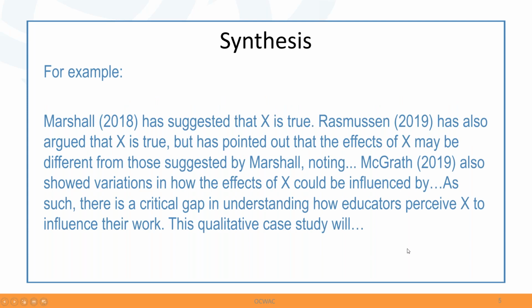So here's just a quick example of what synthesis might look like on the page. So we say Marshall, whom I've cited, has suggested that X is true. Rasmussen has also argued that X is true, but has pointed out that the effects of X may be different than those suggested by Marshall, noting McGrath also showed variations in how the effects of X could be influenced by, and so forth. So you notice here I have three different sources.